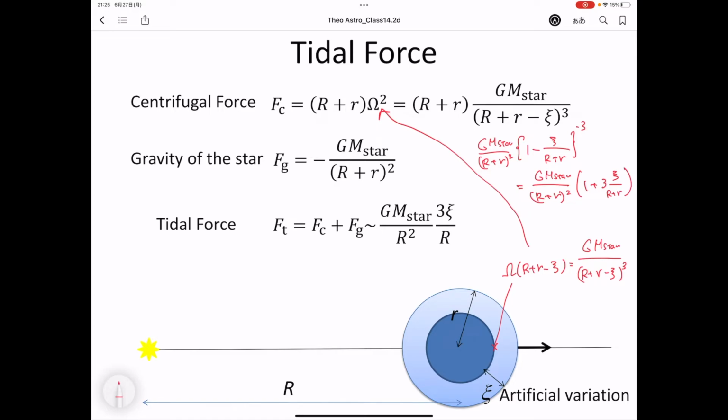Also, we could calculate the gravity of the star using this equation. The tidal force at this position, we can estimate as the difference of the centrifugal force and the gravity.